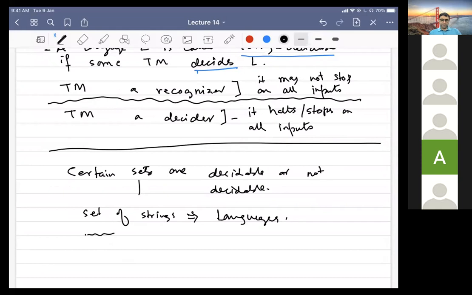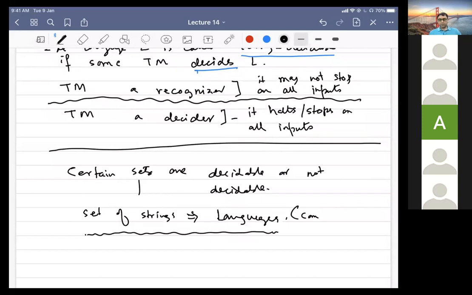And from previous lectures' understanding, we know that languages do not just mean sets of strings. In fact, we can convert many computation problems, almost all computation problems, into the form of a language, and then we can answer the question by constructing a Turing machine. So when we say a set of strings or a language, it doesn't mean just that. It means the underlying computational problem. So these languages are basically computational.